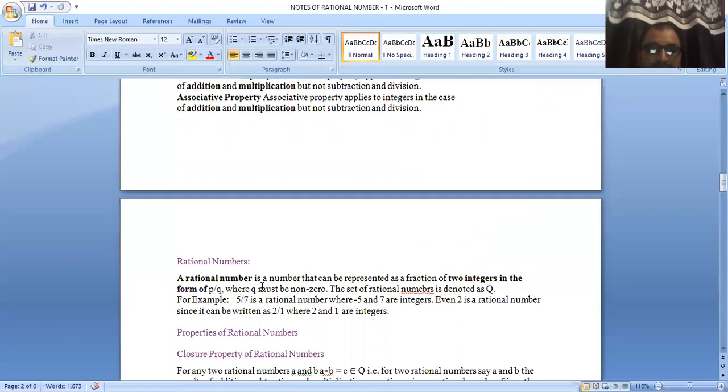A rational number is a number that can be represented as a fraction of two integers in the form of p upon q, where q must be non-zero. The set of rational numbers is denoted as Q.